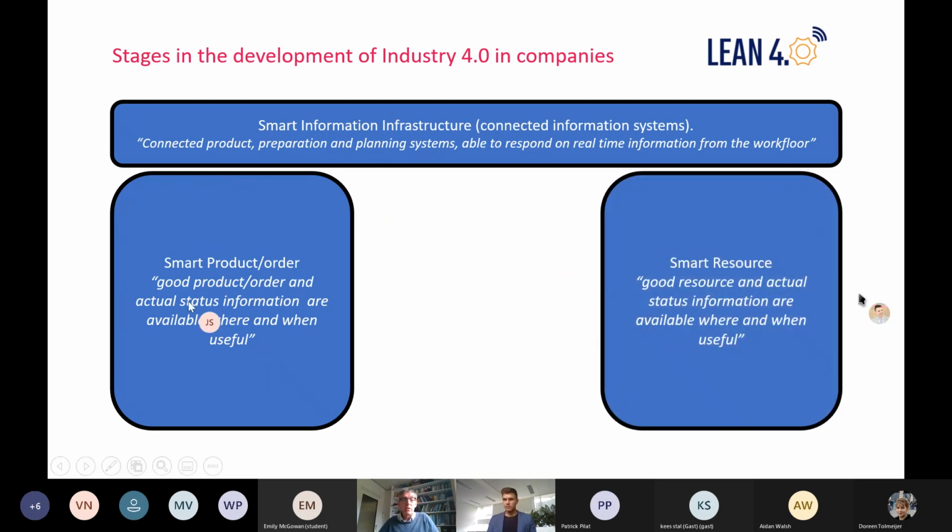It's not only production orders that are important, but also resources are important. So what's the status of our resource? Can we use our resource? Does it need maintenance?